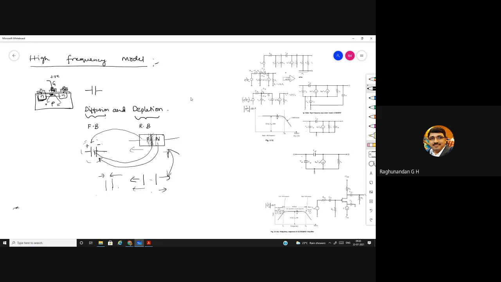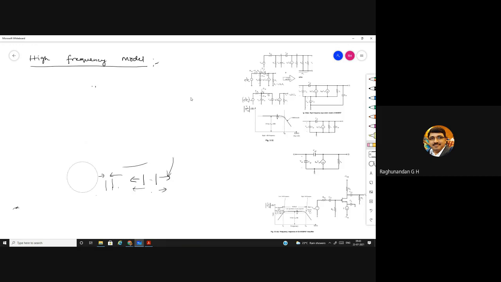So considering all these things, we need to consider this diffusion and depletion capacitances, and we are going to call them the junction capacitance, or it is also known as source body and drain body capacitance.